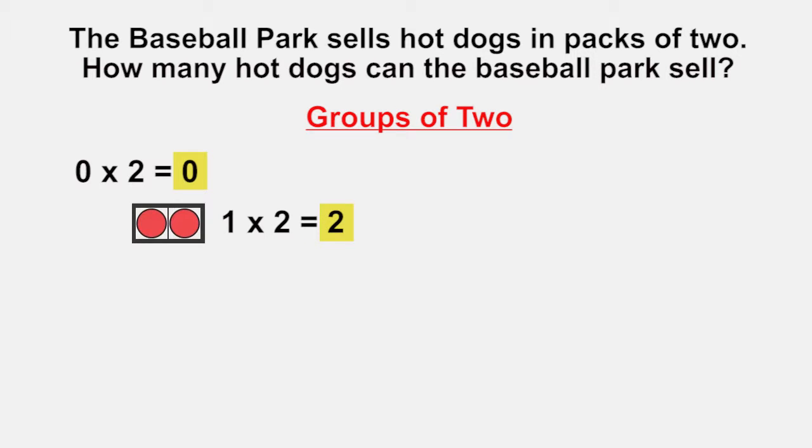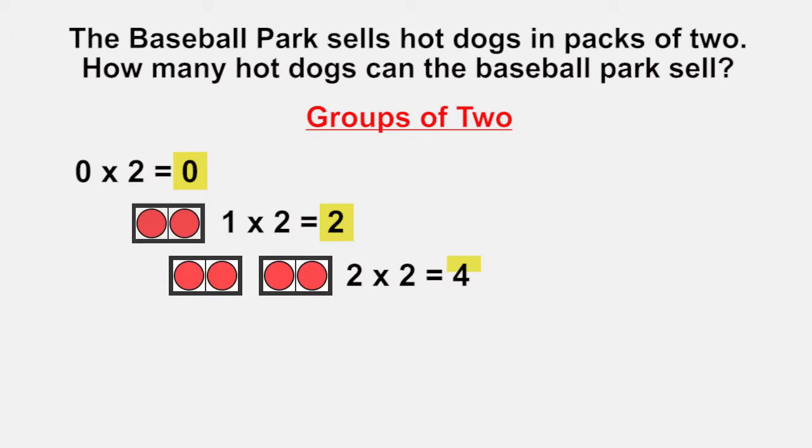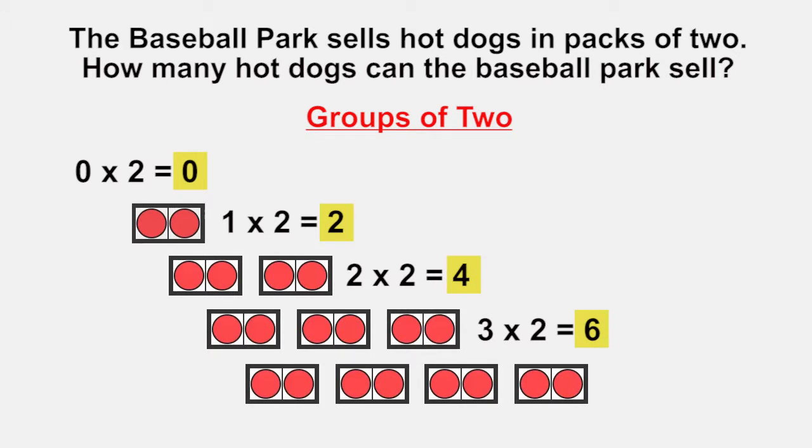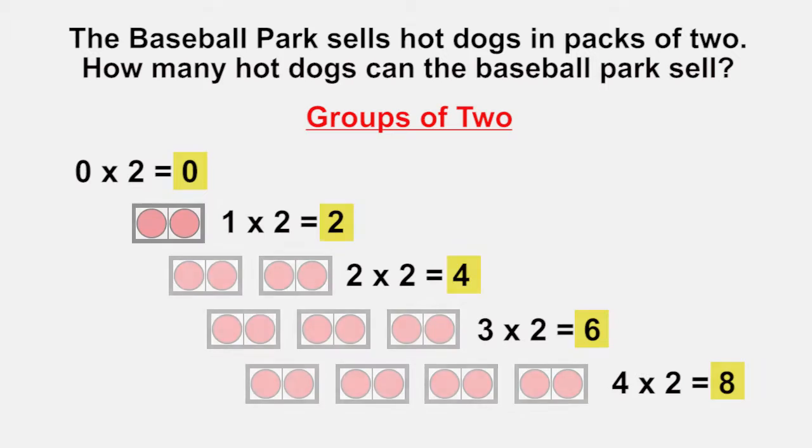What if I had 2 packs of hot dogs? I will make 2 groups of 2 hot dogs, which is 2 times 2 and equals 4. So 4 is also a multiple of 2. Now let's model 3 packs of hot dogs. This would represent 3 times 2, which is 6, and 6 is also a multiple of 2. Continue this pattern with your child until they understand that a multiple of 2 is any number that can be built using groups of 2.